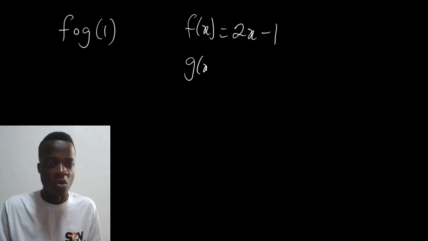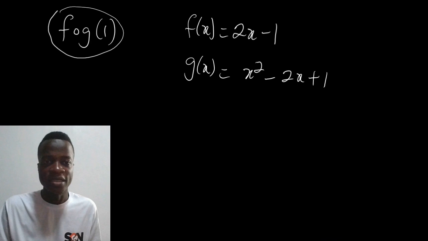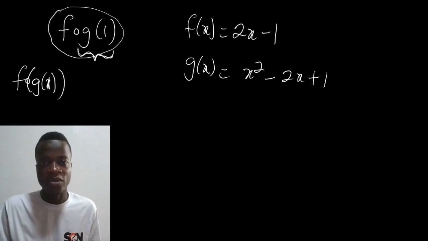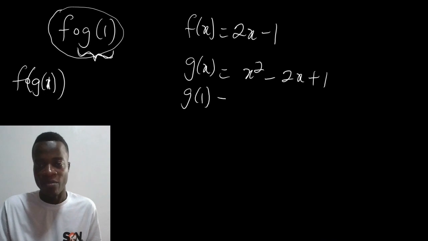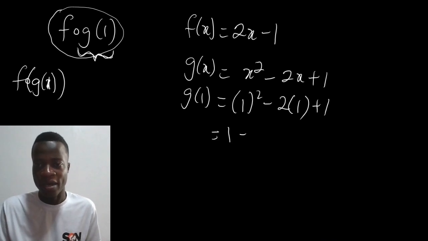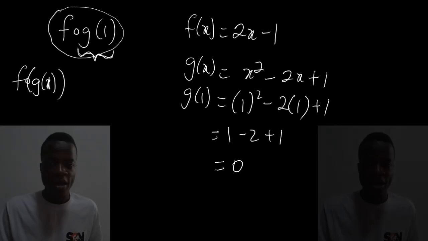The other way of doing that is, they say we should find f of g of 1, right? We had our f of x equal to 2x minus 1, and g of x was x squared minus 2x plus 1. They are asking us to find f of g of 1. In this case, I can decide to find g of 1 first, where you just put 1 inside g of x. If I find g of 1, I'm going to have 1 squared minus 2 times 1 plus 1. So you are going to have 1 minus 2 plus 1. And we are getting what? Zero, basically.